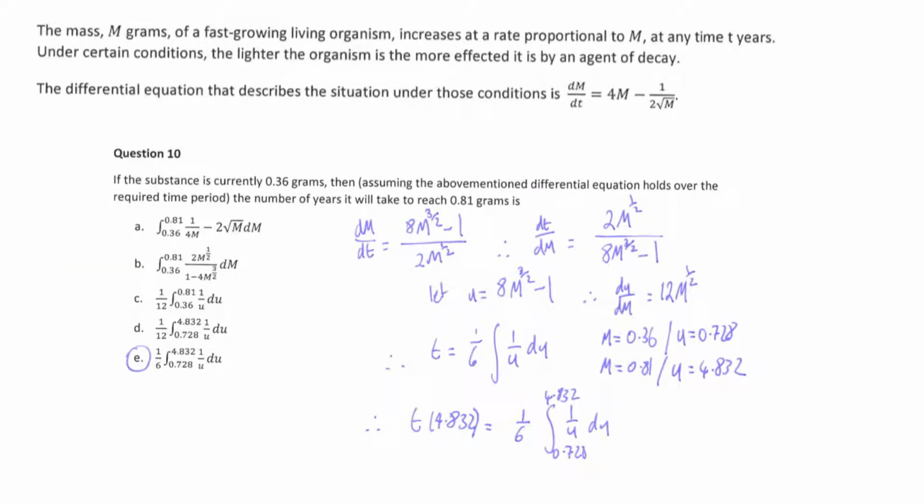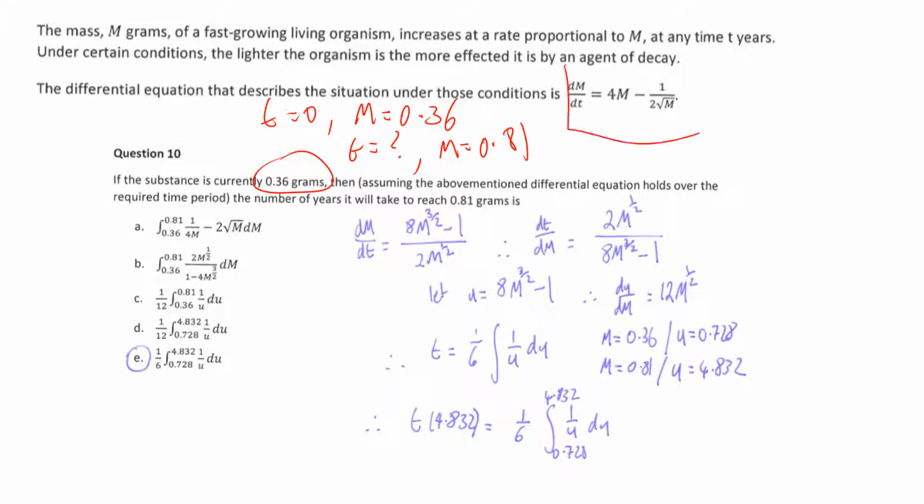Okay, here's the final question of our multiple choice, and it's a case where the substance is currently 0.36 grams, and what we need to do is work out the number of years it'll take until it reaches 0.81 grams. So what we're going to do is set t equals 0 and match it with m equals 0.36, and what we need to do is work out the time it takes for m to reach 0.81.